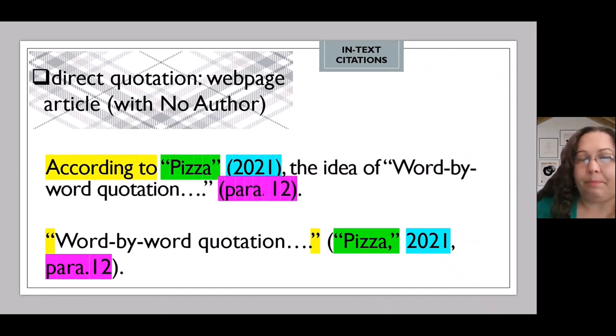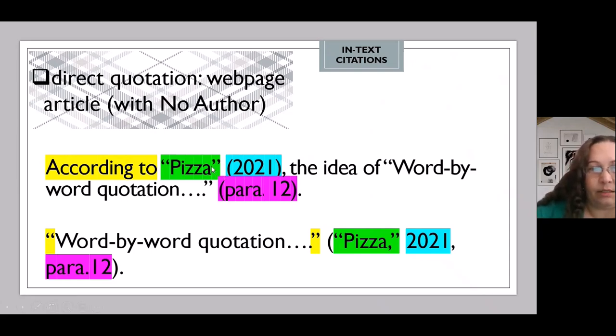Let's say that your quote appears in an article that is on a web page, but that article has no author. So if the article has no author, we're going to refer to the title of the article. But because this is in-text citations and we do not want to distract the readers from the main content of our discourse, we're going to provide very succinct information on that article. If the title is long, we're going to abbreviate it to probably one, two, maximum three words.